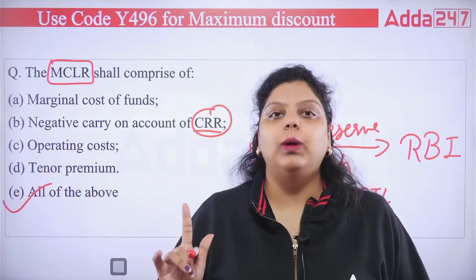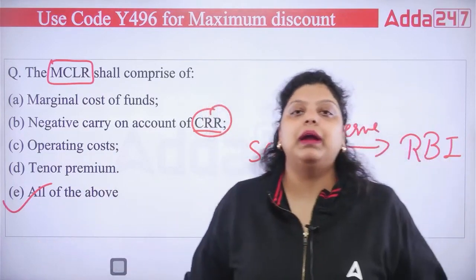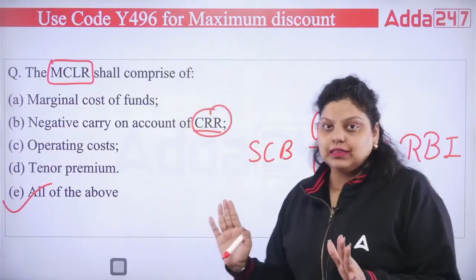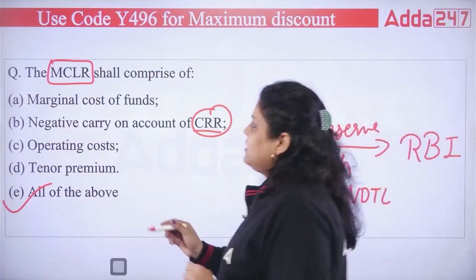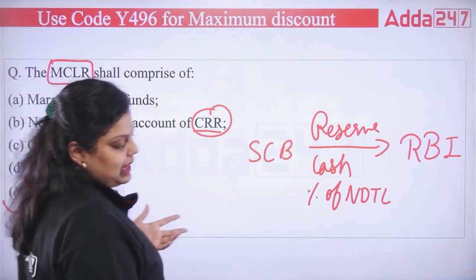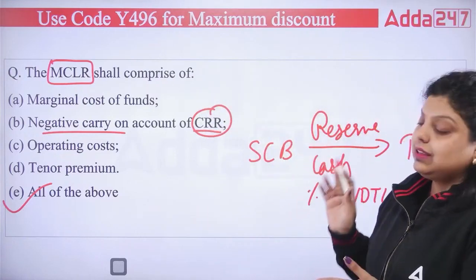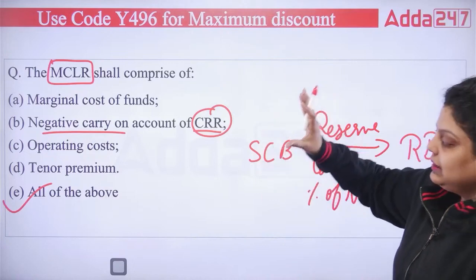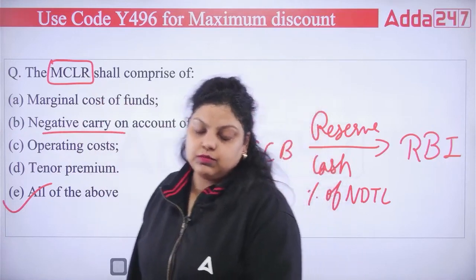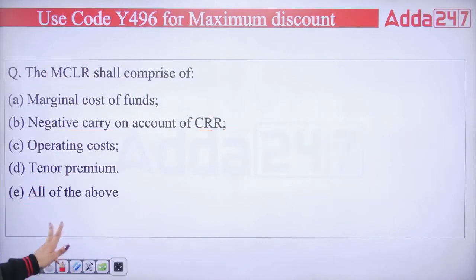RBI has done so only one time, in the banking slowdown of 1999. Before and after that, RBI never paid interest on the CRR amount. It means banks cannot earn on the amount of CRR, but they have to maintain the CRR reserves with RBI, and that's the negative carry we are talking about. Then the operating cost of the bank and the tenure premium are the values used for calculating how much rate of interest has to be charged by the bank from the customer. So the right answer will be E, all of the above.